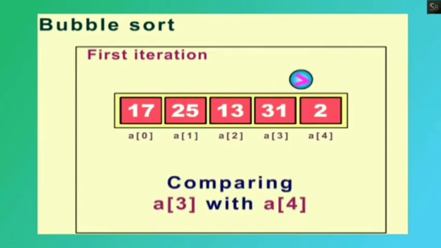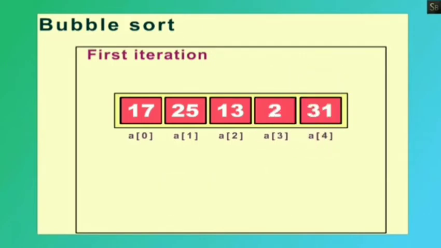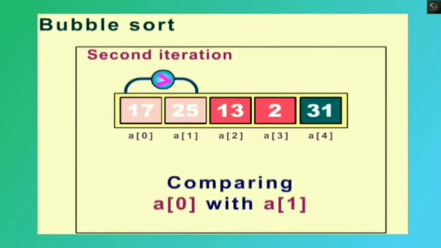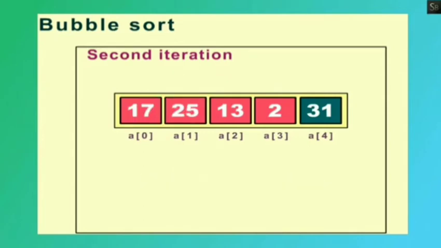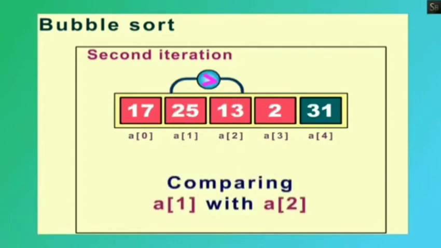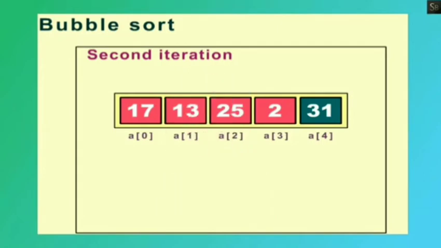Again the next two elements will be compared, 31 and 2. Again the second element is smaller, so that will be shifted. So that is the first iteration. Then starting with the second iteration, again 17 and 25 are compared, no changes. Next 25 and 13 will be compared, and 13 is found to be smaller, so interchange happens there.